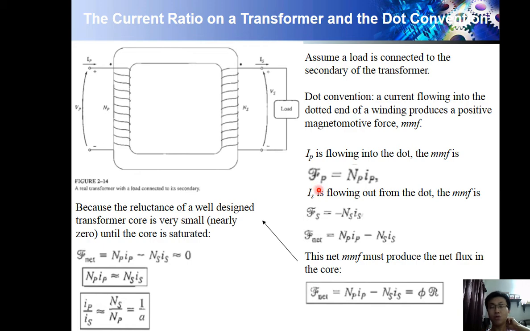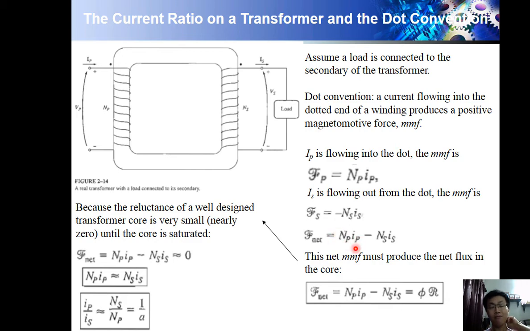You still remember? F equals phi R. Then F also equals Ni. So now this is the primary side, so Fp equals NpIp. If Is is flowing out from the dot, the MMF is this one. So Is is flowing out from the dot, so my Fs equals negative NsIs. And then the net will be NpIp minus NsIs. However many NpIp are injected, that many NsIs will come out. So this is the net.